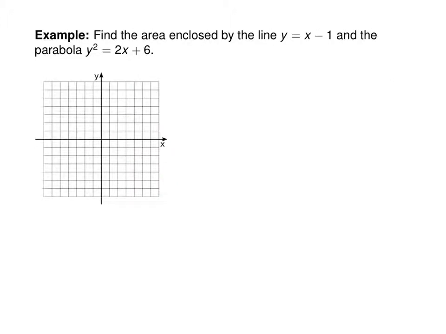Let's give it a try. Find the area enclosed by the line y equals x minus 1 and the parabola, actually a sideways parabola, y squared equals 2x plus 6. So x minus 1 is not super hard to graph. Go down 1, slope 1, rise 1, run 1. Let's actually graph that in red.